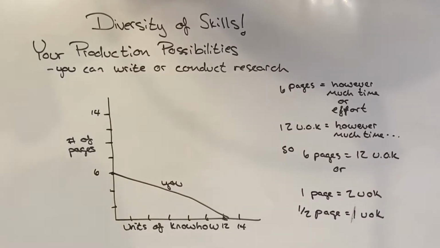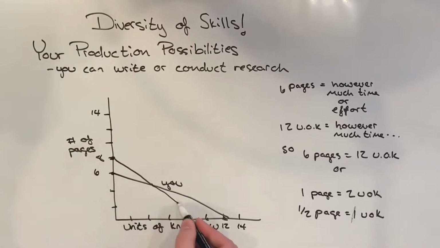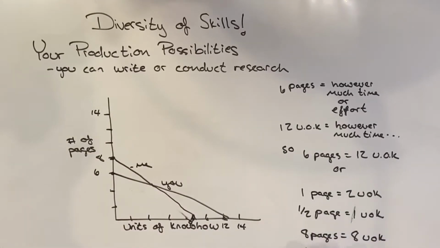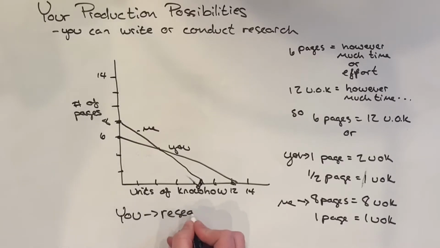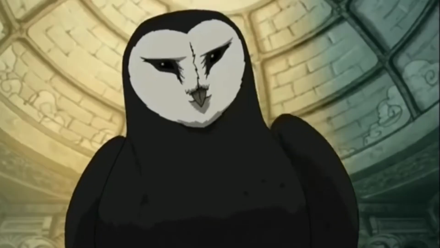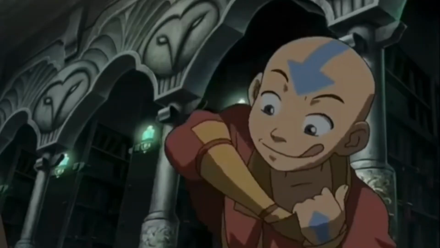In this scenario, I have decided to help you with your story. Under the same conditions, I can write 8 pages up for a story, or gain 8 units of know-how. For me, 1 page equals 1 unit of know-how. What this means for us is you have both a comparative and absolute advantage in research, whereas I have a comparative and absolute advantage in writing. If we were to both capitalize on our strengths and work together, we would be able to get more writing and research done than if we were to work alone.